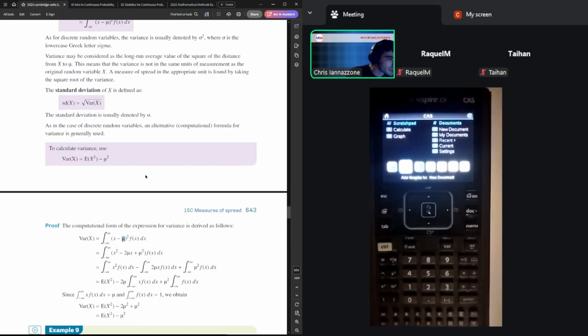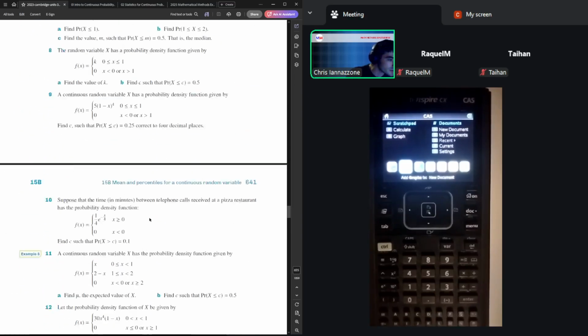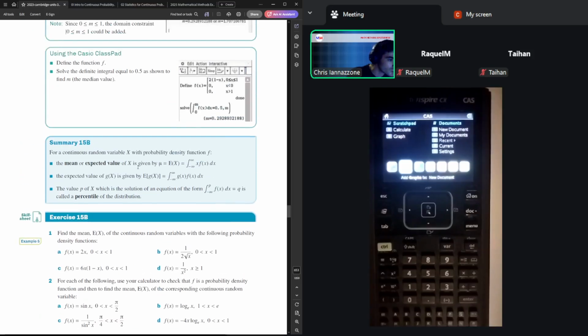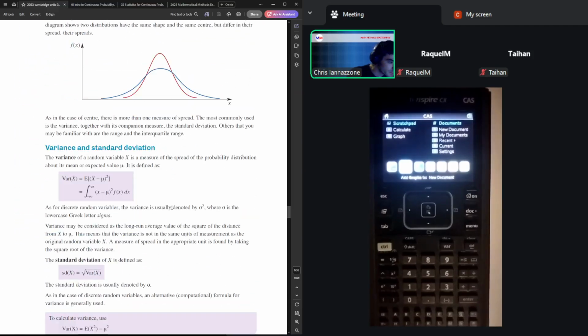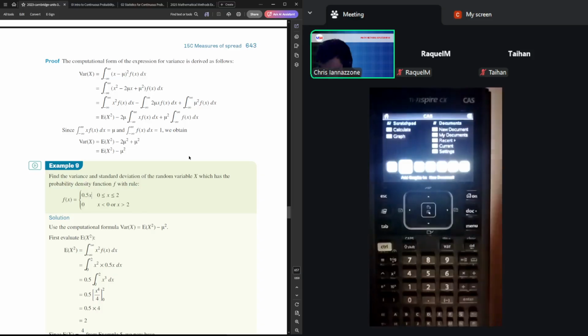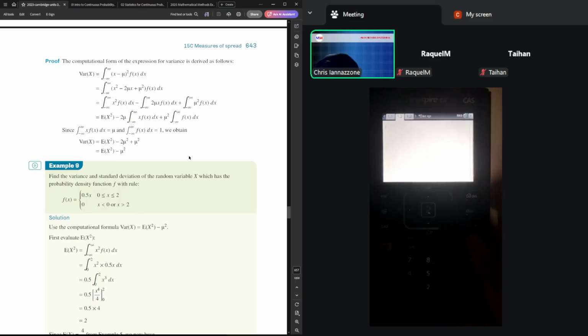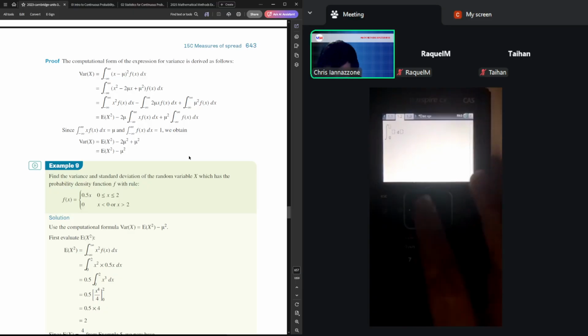So if we go back and have a look at what the mean actually is, the mean is E of x, it's just x times f of x, whatever our function is. So let's go ahead and do that for this function. x times f of x is now just x times 0.5x. So if I go ahead and do that, it's the integral from 0 to 2, since that's our domain.